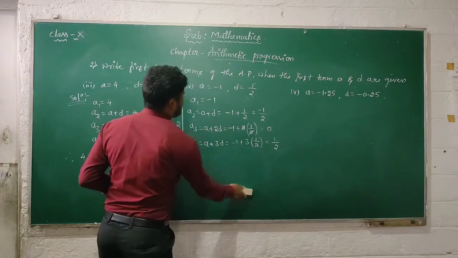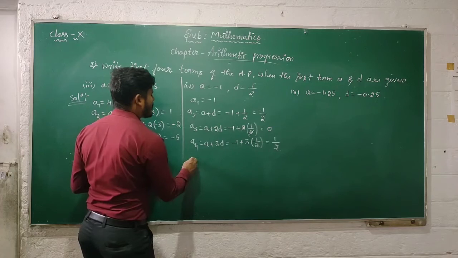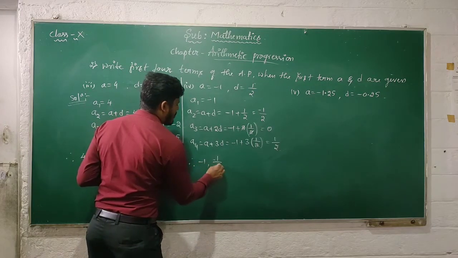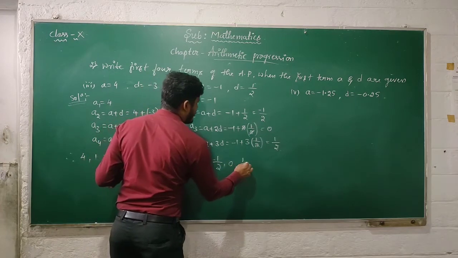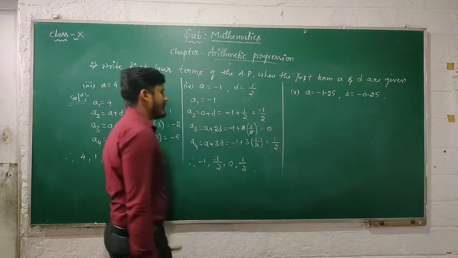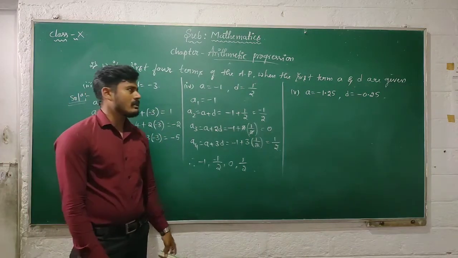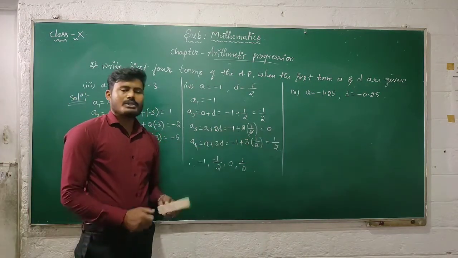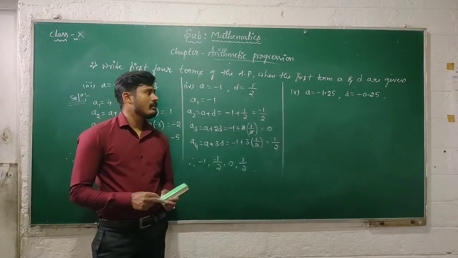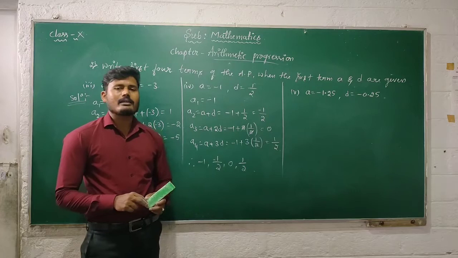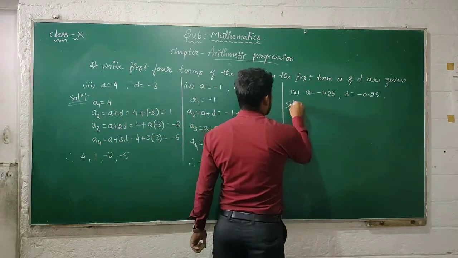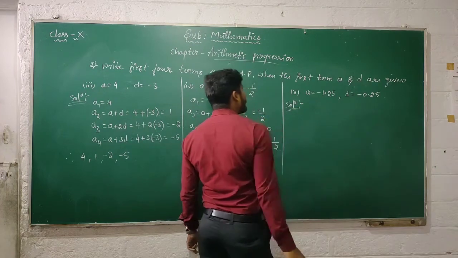So the first four terms of the arithmetic progression are minus 1 by 2, 0, plus 1 by 2 are the first four terms of the given arithmetic progression. So moving to the last question, a is equal to minus 1.25 and common difference d is equal to minus 0.25. So here is the solution for the last question.